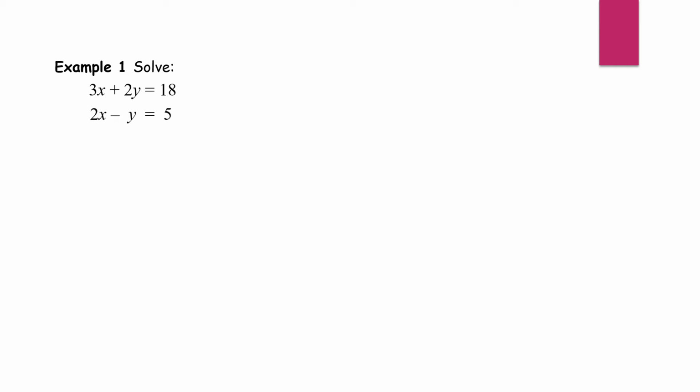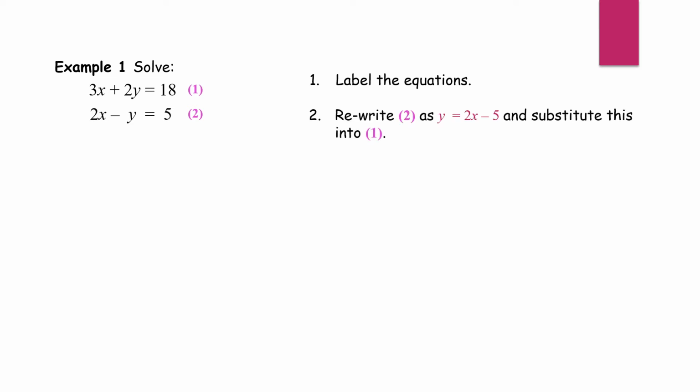So in our first example, we're going to solve 3x plus 2y equals 18 and 2x take away y equals 5 to find our unique solution. So first of all, we're going to label the equations 1 and 2. Next, we're going to rewrite equation 2 as y equals 2x minus 5, and we're going to substitute this into 1 so that we no longer have the y variable in either of our equations. So you can see here, it's now 3x plus 2, and we're putting in bracket 2x take away 5 in place of the y, and that's going to equal 18.